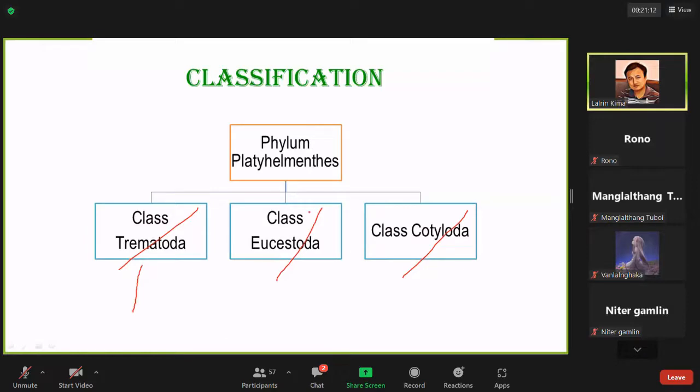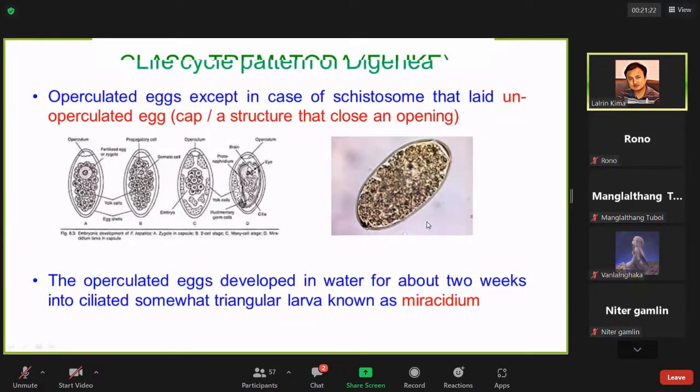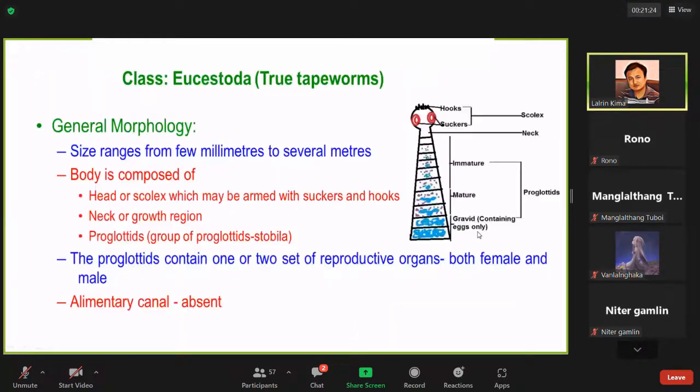In today's class, we will also see the general characteristics of Eucestoda, which is a true tapeworm, and Cotyloda. If I'm going fast, do not hesitate to stop me. Or if you are feeling shy, just give me a message in the chat box itself, and I'll not reveal your name and I'll repeat it once again. Just give me a private message, no issue, no problem.